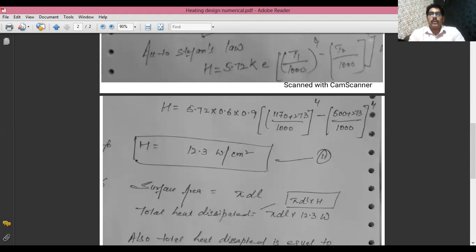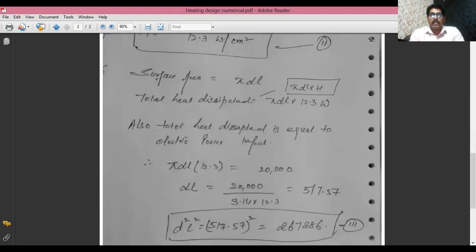I know you all know that the surface area is equal to pi dl and the heat dissipation is equal to pi dl into H. So you have pi dl into 12.3 watts. Now equate this value: the total heat dissipated is equal to the electrical power input. So you have pi dl into H equal to 20,000, that will always be given. From that equation we get dl equal to 517.57. Squaring both sides, you get d square l square equal to 267,886, and this is your equation number 3.